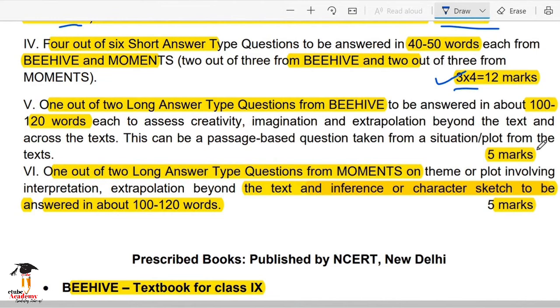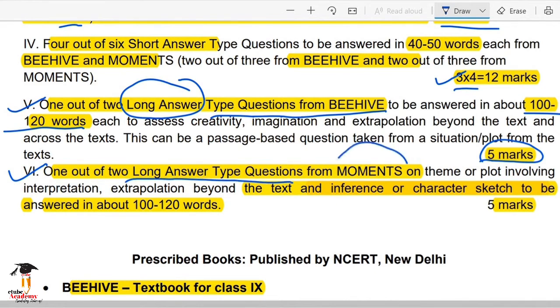One out of two long answer type questions will be asked from the Beehive book. The word limit for that question will be 100 to 120 words, and the marks for this question will be 5. You can see here 5 marks are there for this long answer type question. Then for the next question, one long answer type question is there, but that will be asked from Moments. The word limit will be 100 to 120 words. Again, let me make it clear that 5 marks are for this one.